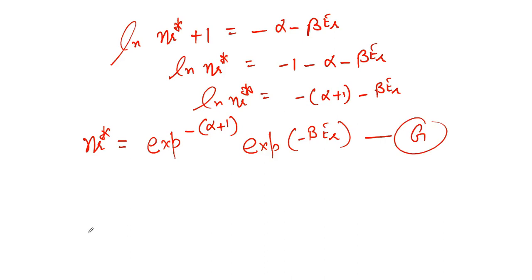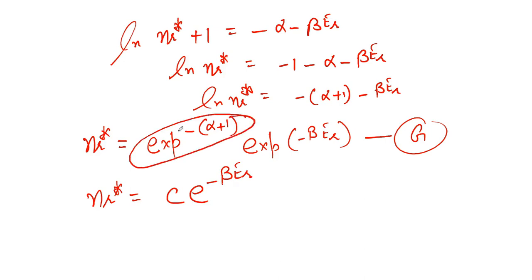Now this nr expression I can write as C into exponential of minus beta into er. So C is exponential of minus alpha plus 1, which is a constant term and an indeterminate parameter. We will talk about this parameter in more detail in the grand canonical ensemble. So this is an indeterminate parameter and we generally consider it a constant.